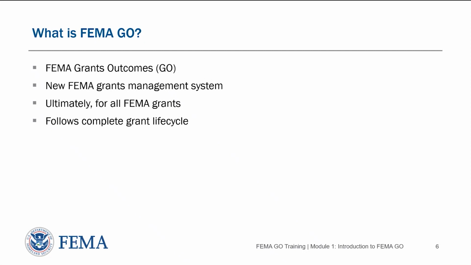You will use FEMA GO to create and submit sub-applications and applications. If a sub-application attached to your application is selected for award, you will also use FEMA GO to submit your quarterly performance reports and financial reports. Ultimately, you will use it to submit your final closeout report. If you're familiar with working in the pre-disaster mitigation and flood mitigation assistance grant programs in previous years, then you'll feel right at home. So let's look at FEMA GO.